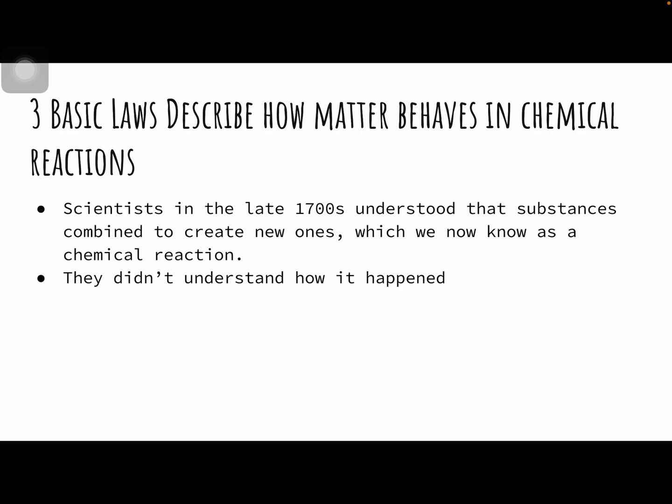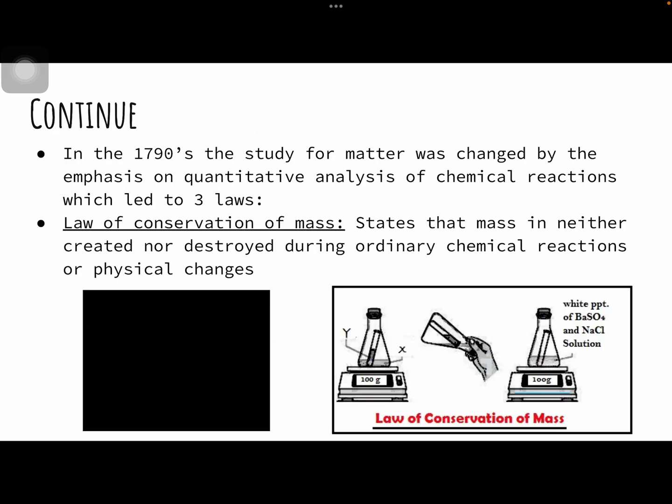Scientists in the late 1700s understood that substances combine to create new ones, which we now know as a chemical reaction. We just didn't understand how it happened. We knew that if you took bread dough and put it in the oven, it would turn into bread. We could also see that putting something into fire would burn it and turn it into ash, and it was no longer that object anymore. We could see those changes occurring. We just didn't understand what was happening, especially on the molecular level.